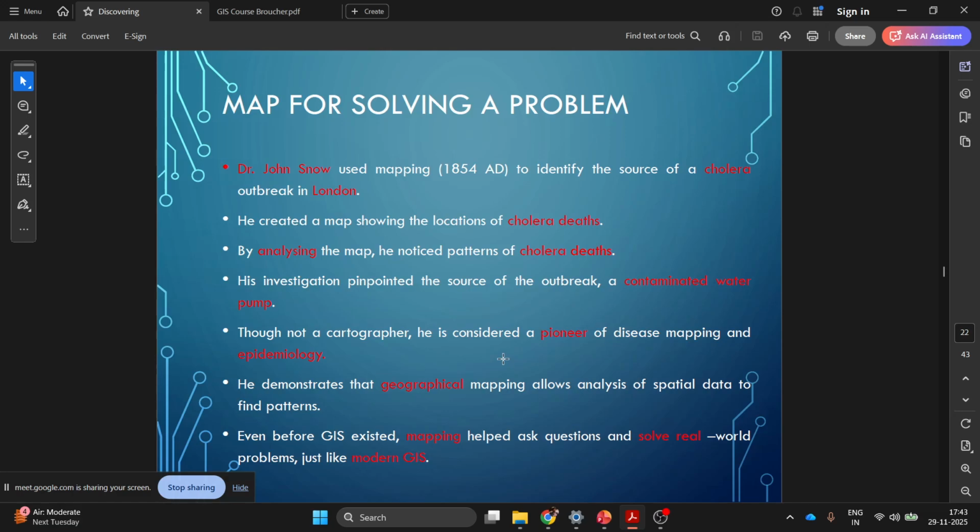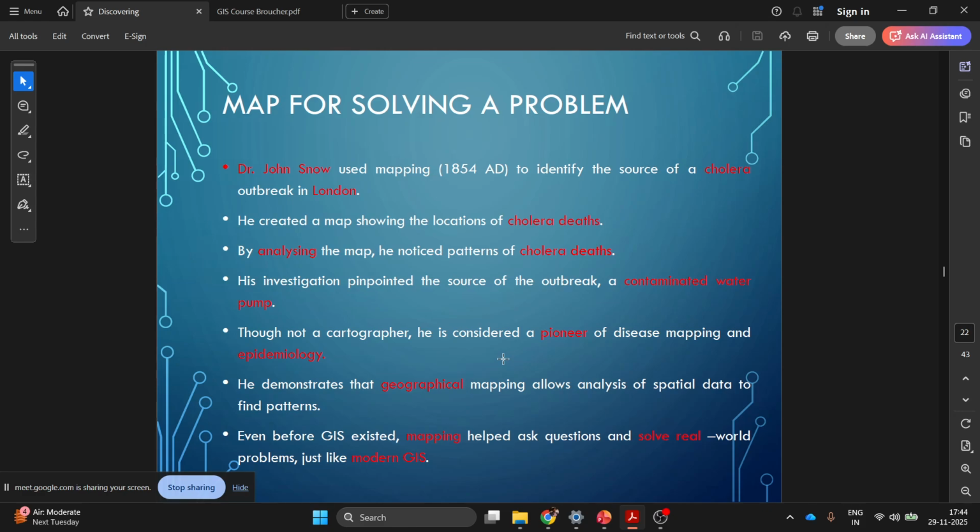He created a map showing the locations of cholera deaths, and by analyzing the map, he noticed a pattern of cholera deaths. He collected the data and plotted it on this particular map, so that is the data stage, right? Now he started to analyze. By analyzing this map, he noticed patterns of cholera deaths. This investigation pinpointed the source of the outbreak as a contaminated water pump.